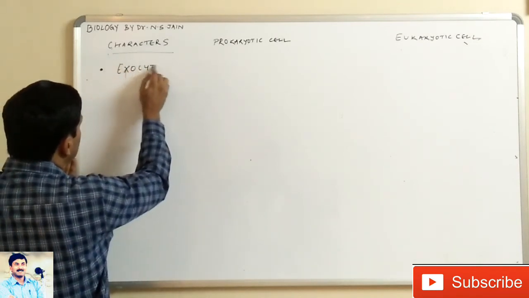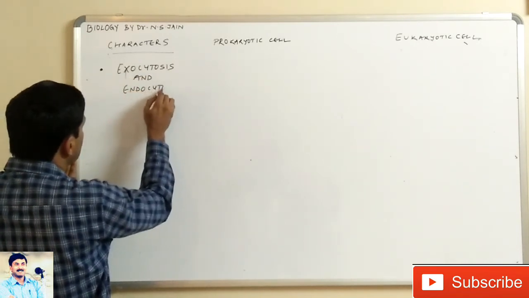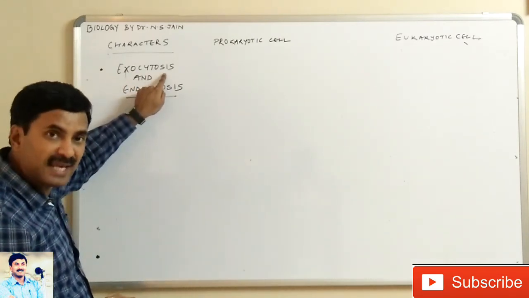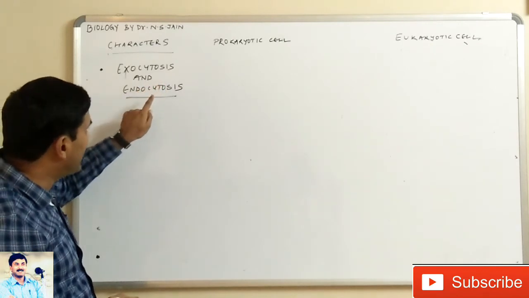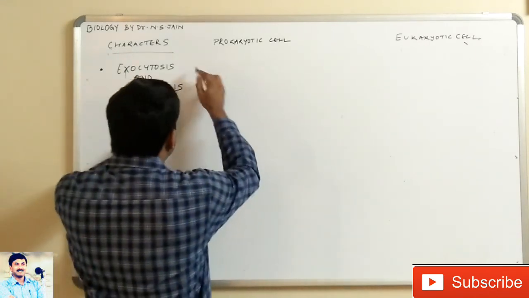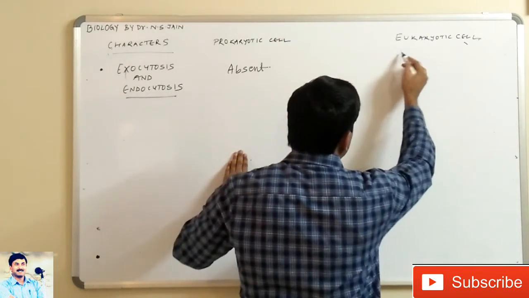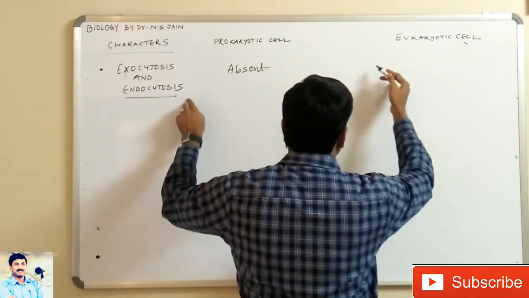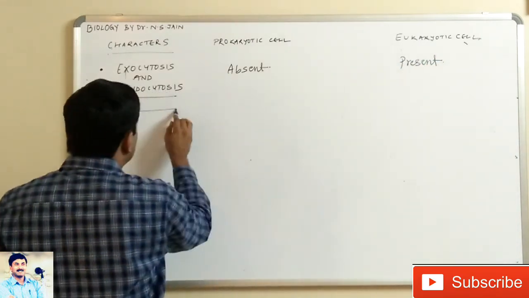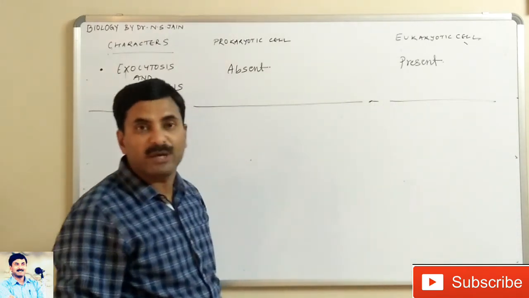There is one more difference between the prokaryotic cell and the eukaryotic cell, and that is exocytosis and endocytosis. Exit of substances from the cell is called exocytosis, and entry of substances into the cell is called endocytosis. But here exocytosis and endocytosis are absent, and the eukaryotic cell has both exocytosis and endocytosis. So these two phenomena are present here. So these were the differences between the prokaryotic cell and the eukaryotic cell.